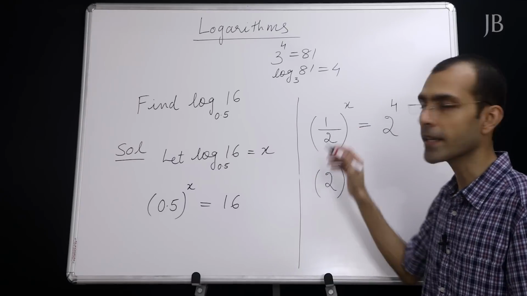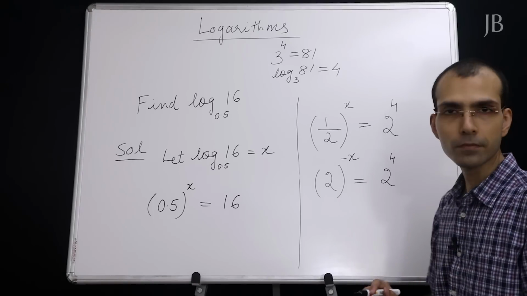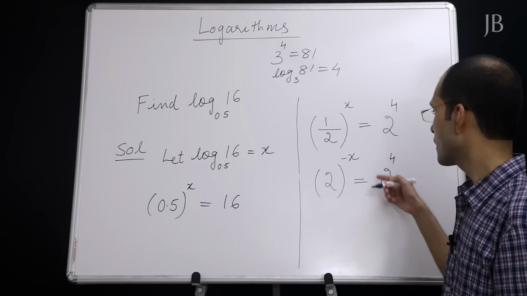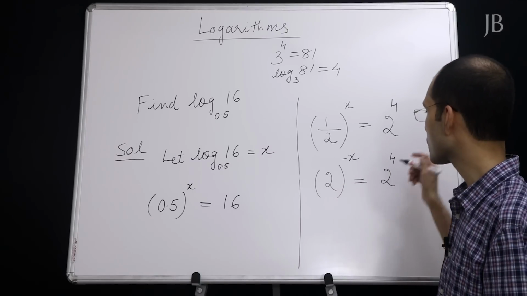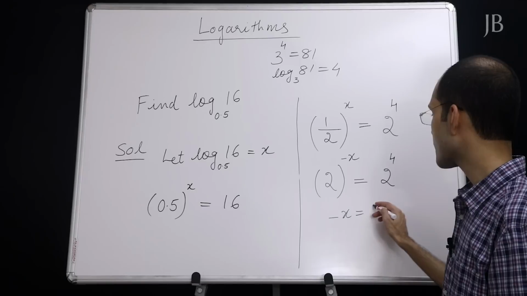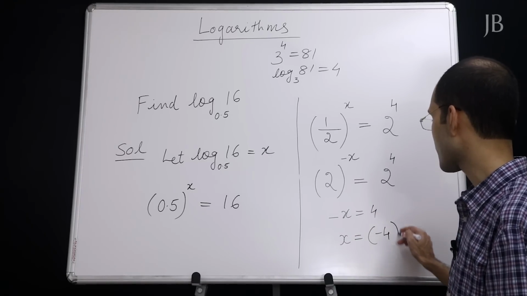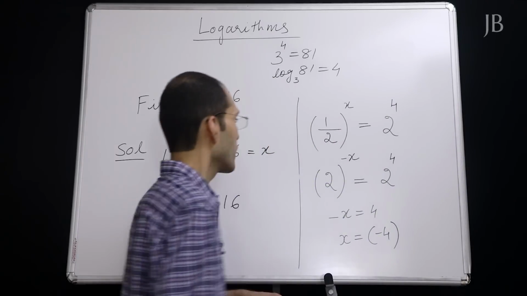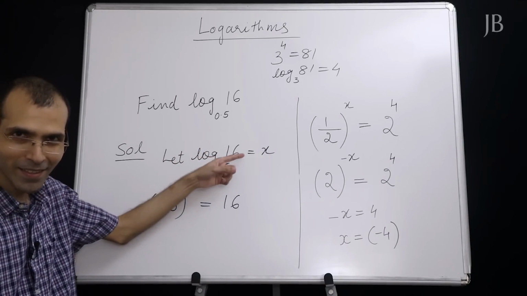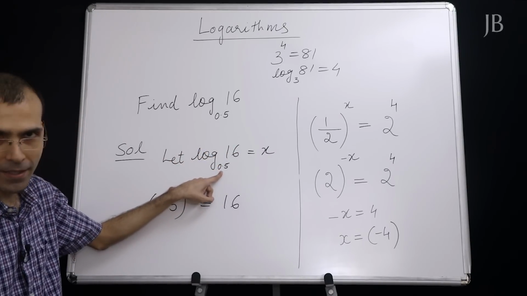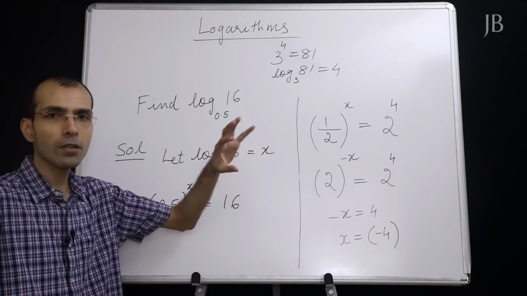2 raised to minus x is 2 raised to 4. So bases are same, so power also will be the same. So minus x will be 4. But our target is to find x. So x would be minus 4. Therefore, log of 16 to the base 0.5 results in minus 4.